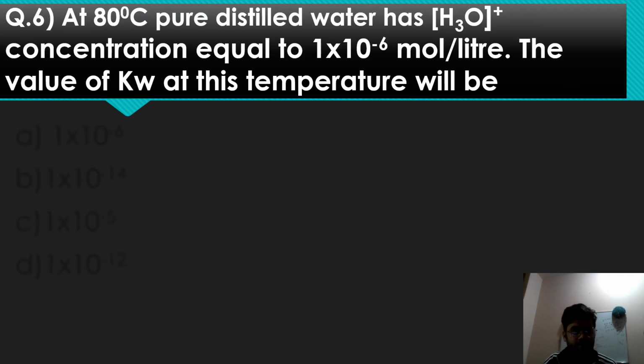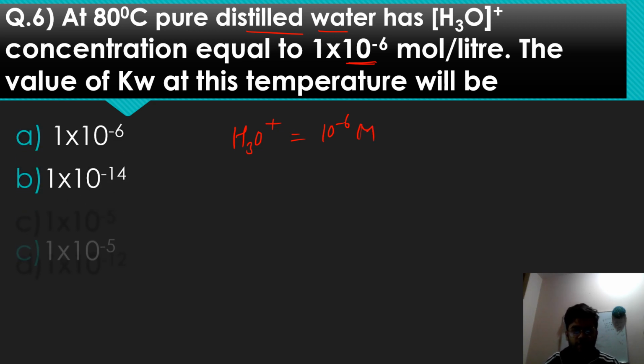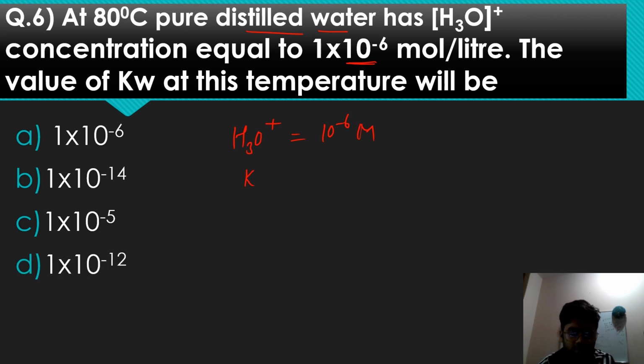Next question. At 80 degrees Celsius, pure distilled water. Pure distilled water means pH 7. It is neutral. H3O plus concentration is equal to 10 to the power minus 6. We know the concentration of H3O plus is 10 to the power minus 6 mole per liter, which means molarity. Okay. We have to calculate the value of Kw. Kw means H plus into OH minus.